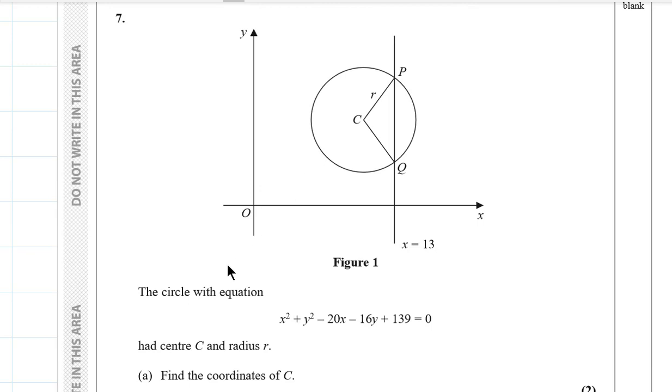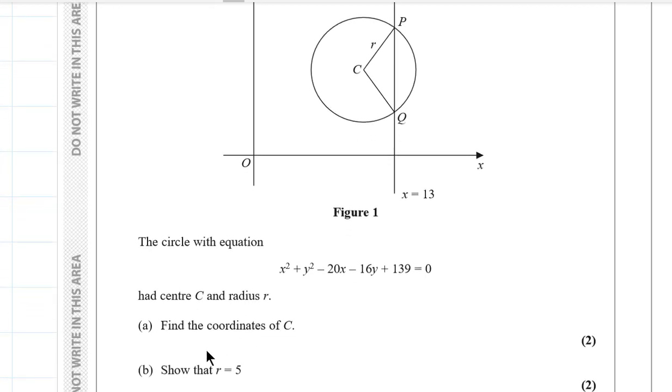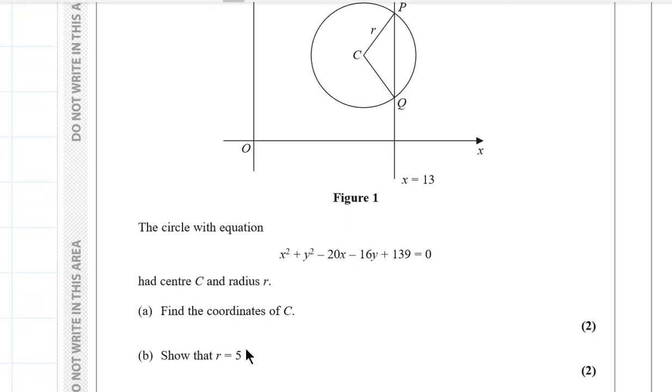7. Oh, very interesting question. The circle with the equation x squared plus y squared minus 20x minus 16y plus 139 equals 0 has center C and radius R. A, find the coordinates of C. B, show that R equals 5.